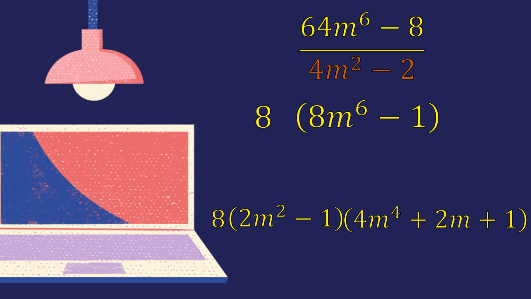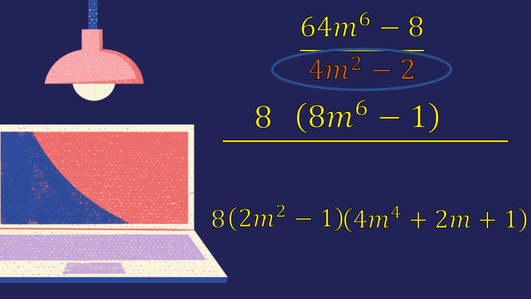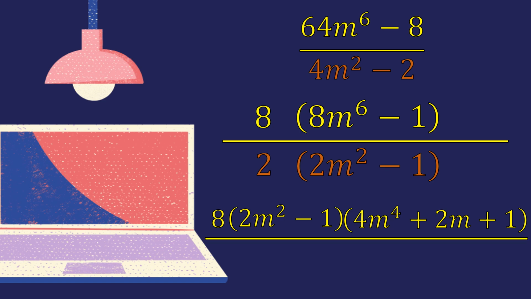Let's proceed to our denominator. 4m squared minus 2 is factorable. We can also use common monomial factor. The common monomial factor is 2, and the other factor is 2m squared minus 1. We simply copy 2 and 2m squared minus 1.